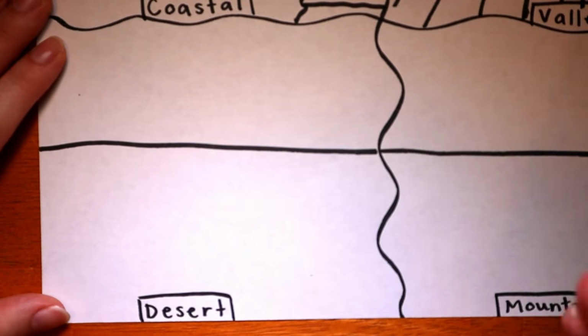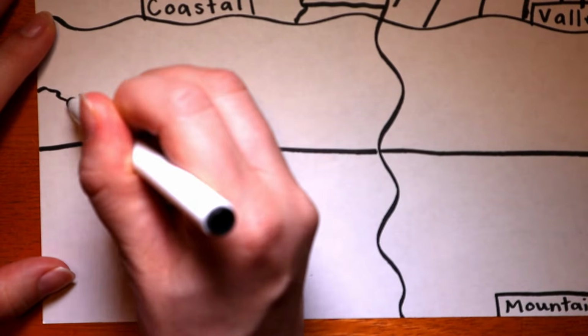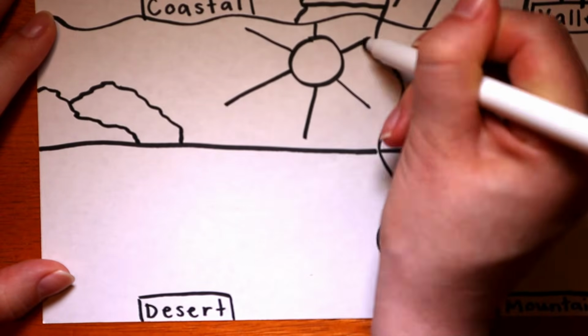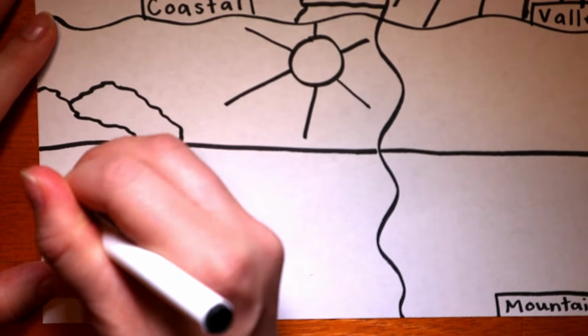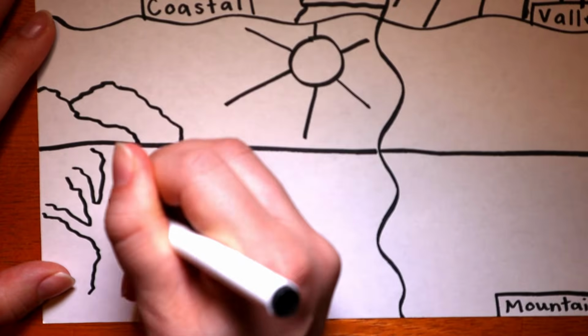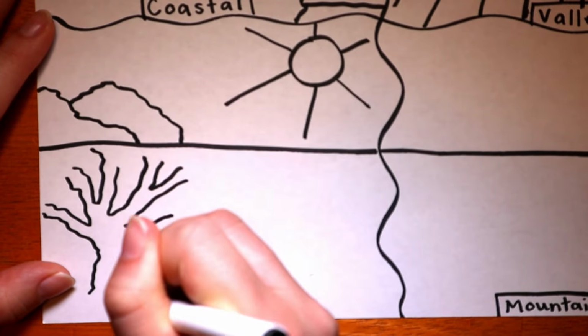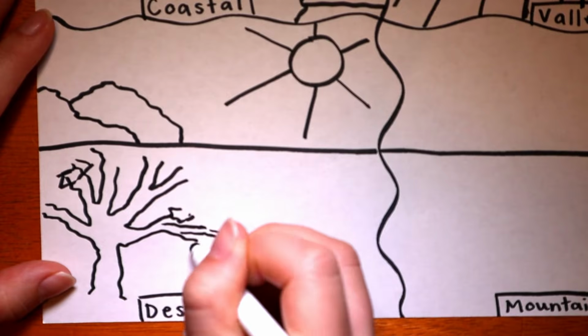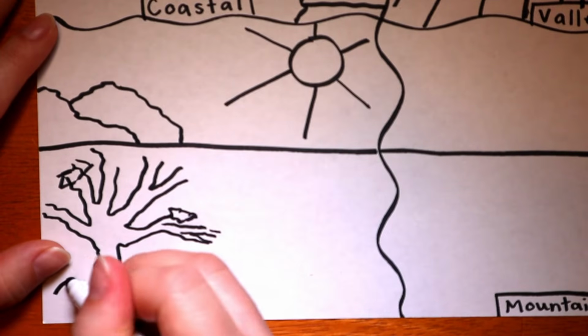The desert region, I'm drawing a couple rocky mountains, or at least landforms there, depending on where you are, and this tree that you might see one of these similar in Joshua Tree with some rocks around it.